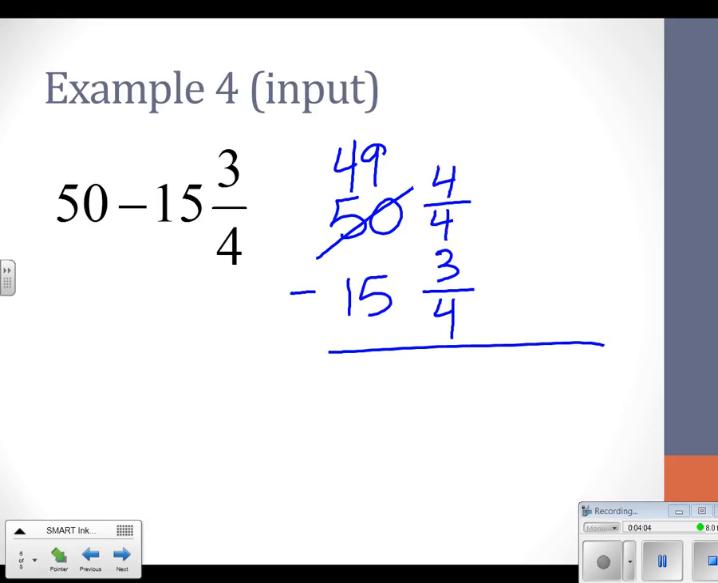That's the one we borrowed, so now we do 4/4 minus 3/4, which is 1/4. Remember that denominator stays the same, and 49 minus 15 gives you 34. So 34 and 1/4 would be the answer.